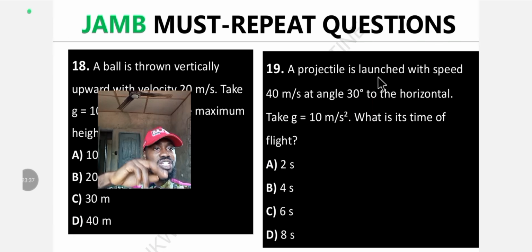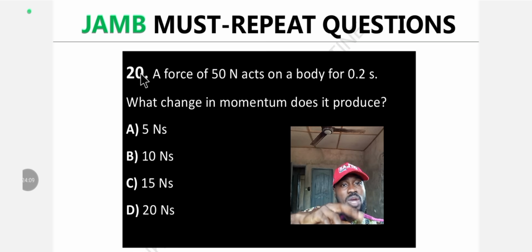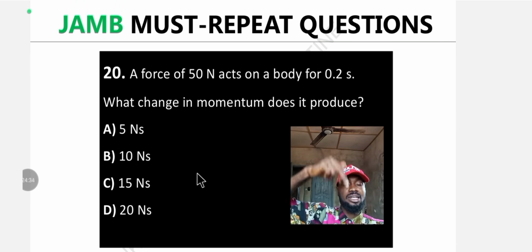Question 19. A projectile is launched with a speed of 40 meters per second at an angle of 30 degrees to the horizontal. Take acceleration due to gravity as 10 meters per second squared. What is its time of flight? A. 2 seconds. B. 4 seconds. C. 6 seconds. D. 8 seconds. Drop the answer in the comment section. Question 20. A force of 50 Newton acts on a body for 0.2 seconds. What change in momentum does it produce? A. 5 Newton seconds. B. 10 Newton seconds. C. 15 Newton seconds. D. 20 Newton seconds. Remember what the change of momentum is equal to. Use it to solve this question. Drop the answer in the comment section.